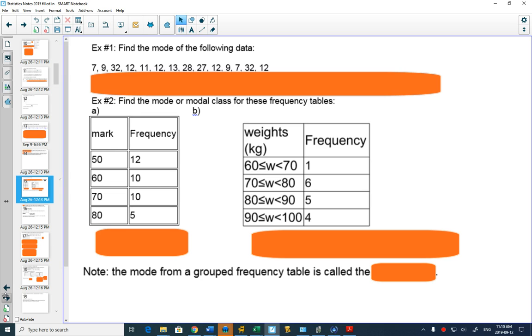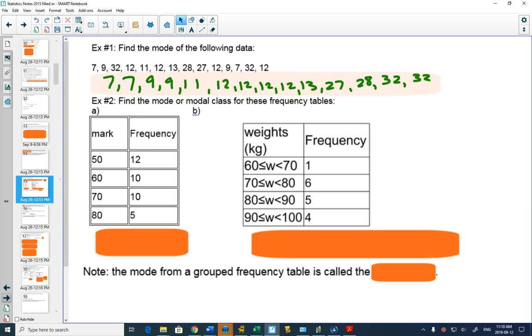Find the mode for the following data. So we just have to find which value occurs the most times. Now the data, the way that it's listed right there, isn't very helpful. If we rewrote it from least to greatest, it might be a little bit easier to see which one occurs the most. And after writing it out, what's the mode? Which one happens the most? 12.